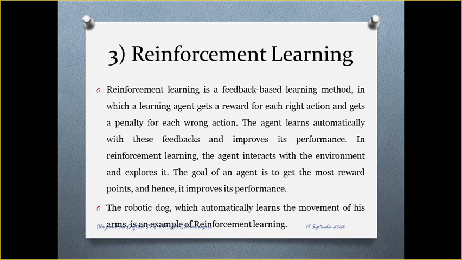For the right action it will get rewards. For the wrong action, it will get penalties, like punishments. Based on this, whether it is doing right or not, the machine is going to learn. This kind of learning is referred to as reinforcement learning. Reinforcement learning is a feedback based learning method, in which the learning agent gets a reward for each right action and a penalty for each wrong action. The learning agent is nothing but your machine.